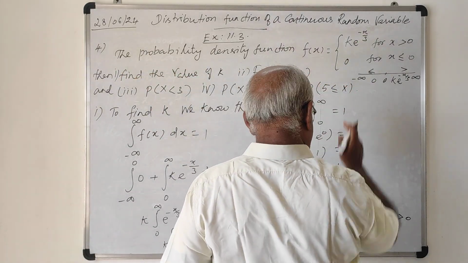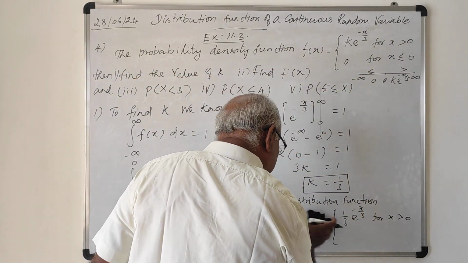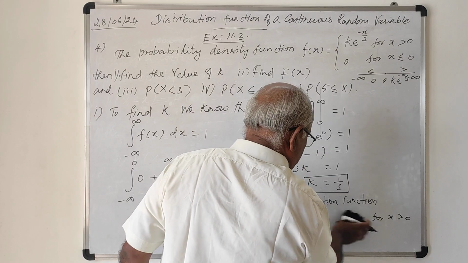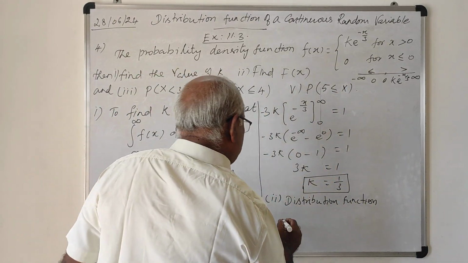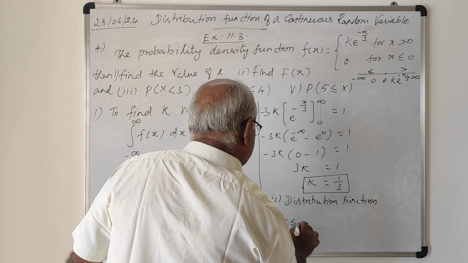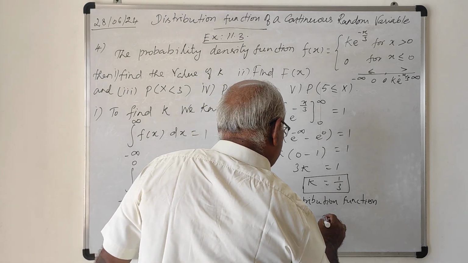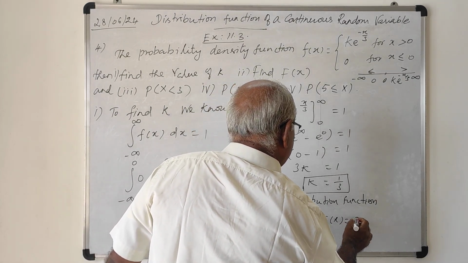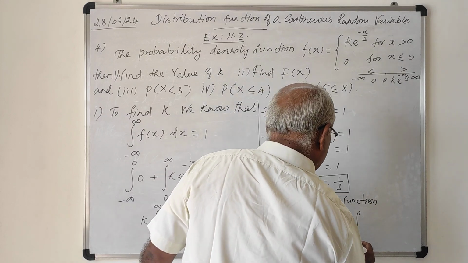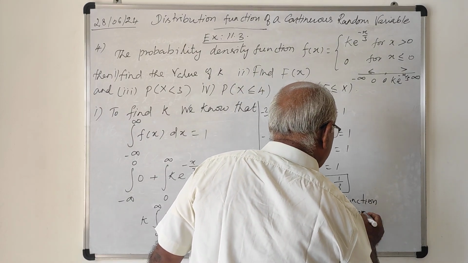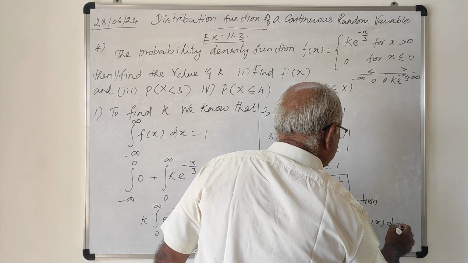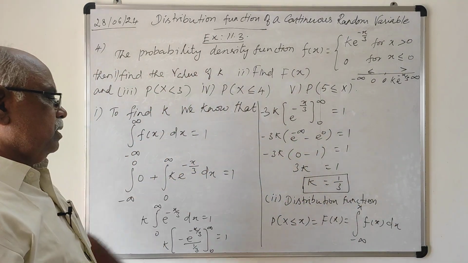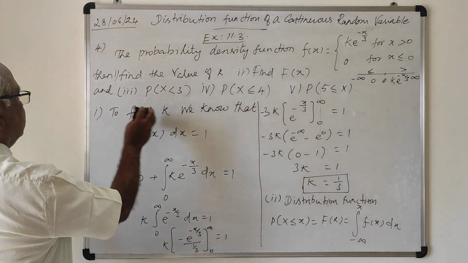We have to find this value. Here also the distribution function, probability of X less than or equal to x, is capital F of x, which equals the integral from minus infinity to x of the density function f of x dx. This is our definition. So from this, listen.